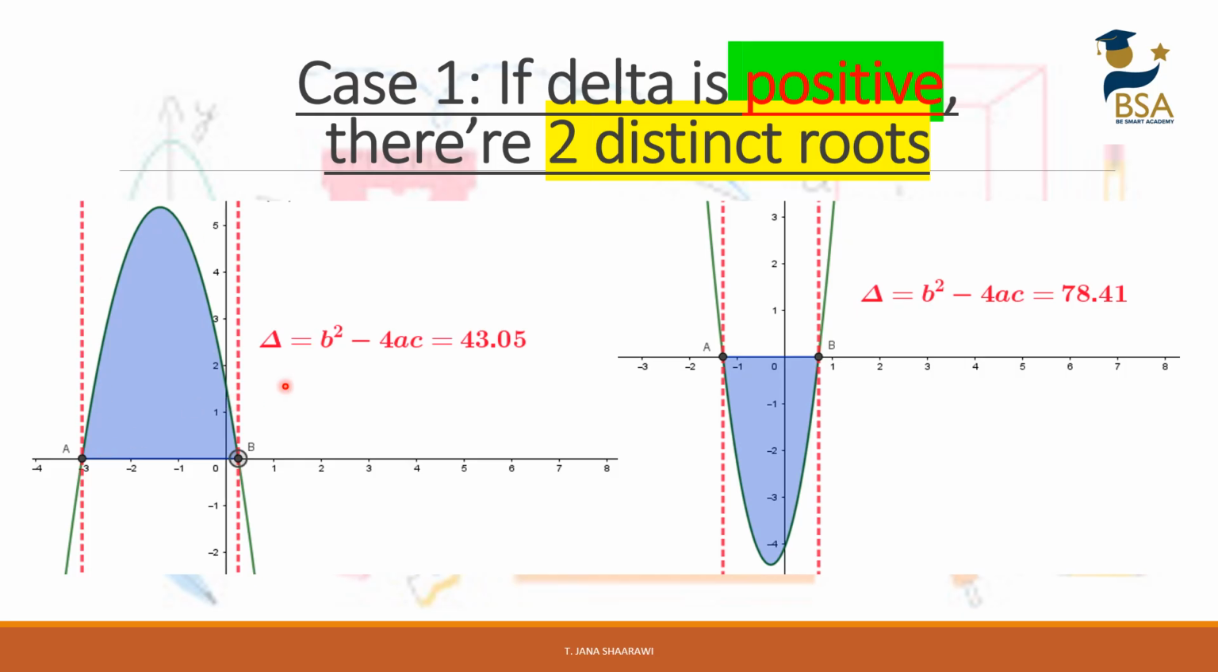In this example, delta is equal to 43.05, which is a positive number. So we have here 2 roots. Also, here is another example of a quadratic function that has a positive delta, 78.41. Regardless of how we calculated it here, we have to know only that delta is positive, so we have two distinct roots. We have 2 points of intersection of the curve with the x-axis, A and B. So case 1, if delta is positive, we have two distinct roots.